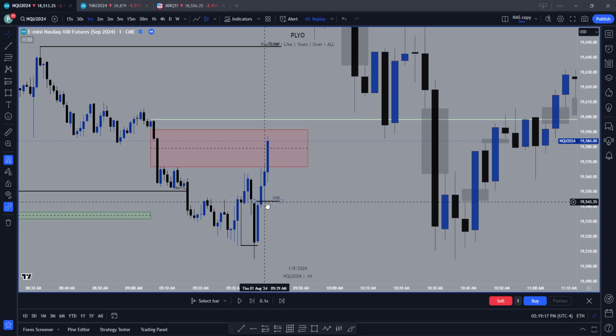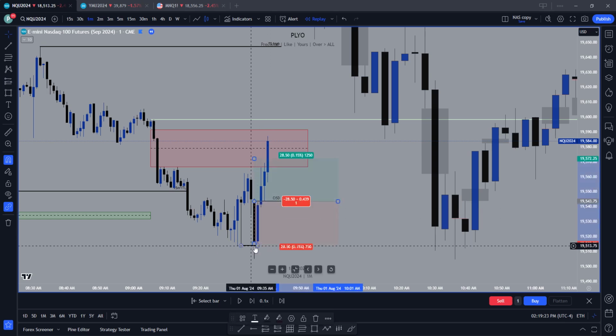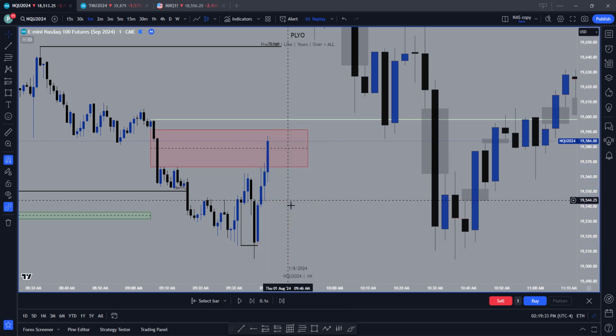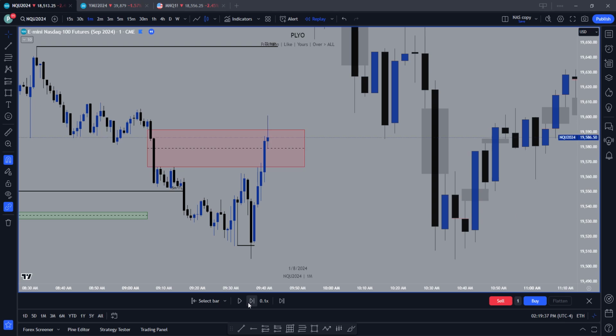You could have already honestly entered off the CISD in this case, right? As long as you know to put your stop down here, you could target a 1-to-1. I'm sure that already hit. Yeah, so you've already got a 1-to-1 trade there. We'll just let it play out and see, like I was saying.